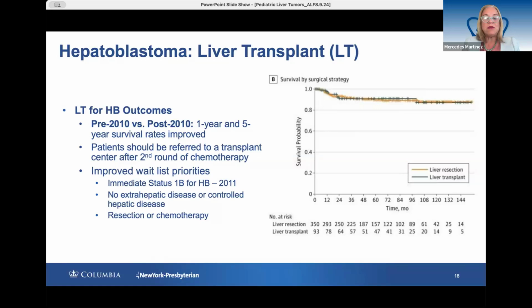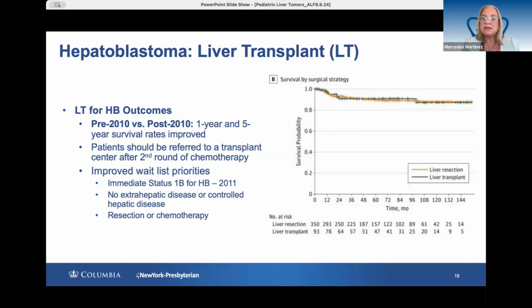The other thing that has made a huge difference is the priority on the waiting list. We have made these patients one of the highest priority, called status 1B. That means the patient will get a liver soon after getting listed, sometimes within just a few weeks. That means the patient doesn't have to be in a window without chemo, risking an extrahepatic metastasis, or have to get extra chemo and more toxicity. These priorities are very important. It is important to know that to receive this priority, the patient cannot have any extrahepatic disease.